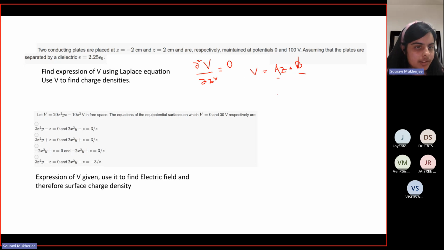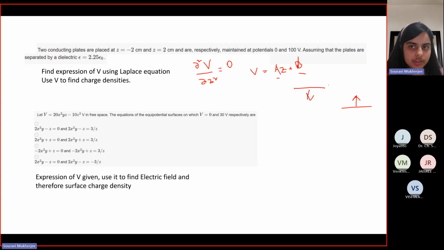We have to find sigma is equal to minus epsilon del V del Z. Right? And there is a direction of the normal which is to be taken into account. So when we are trying to find the charge density for the top surface, Z equal to 2, your normal vector is along minus Z. When you are trying to find it for the bottom surface, Z equal to -2, your normal component is along the Z direction. Right?